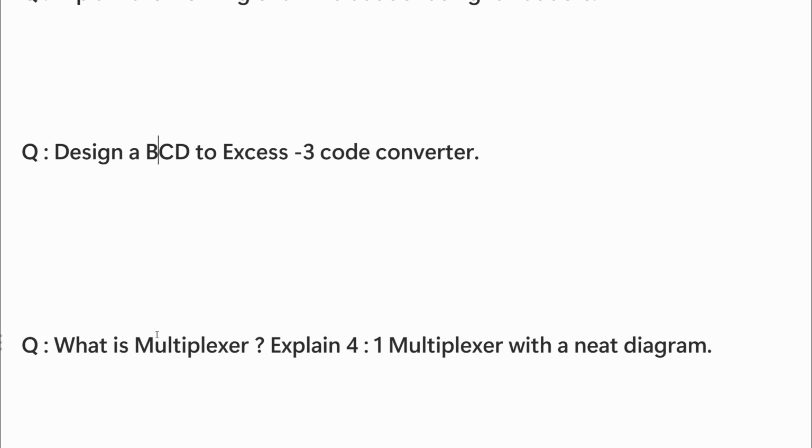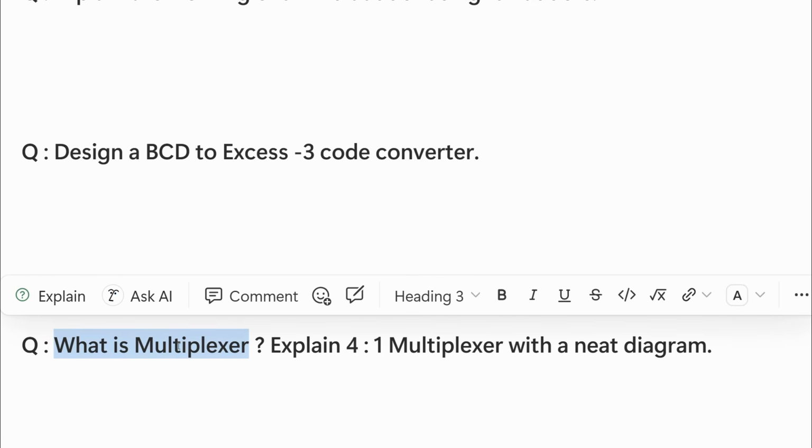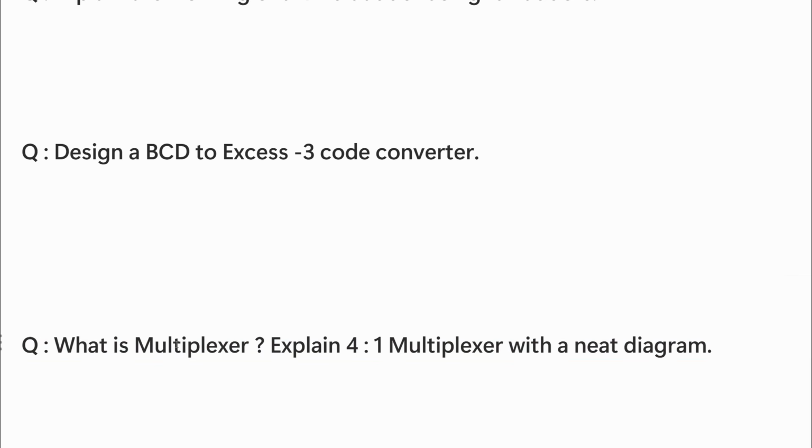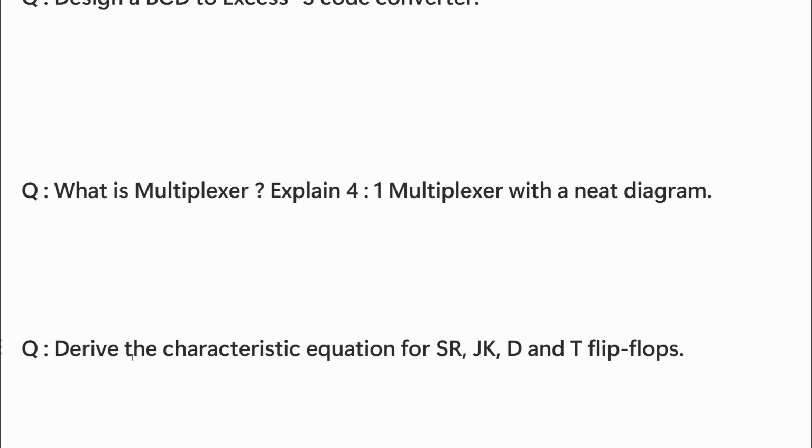Now our next question is: what is a multiplexer? Explain a 4:1 multiplexer with a neat diagram. The definitions are also very important, like multiplexer and decoder definitions. You have to learn them very well, and the diagrams are also very important. Now our next question is: derive the characteristic equation for SR, JK, D and T flip-flop.